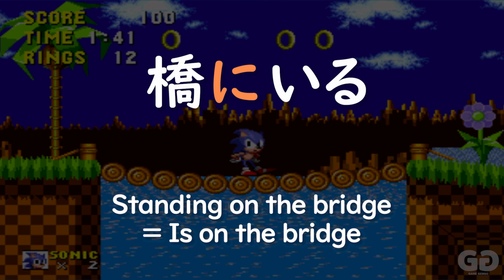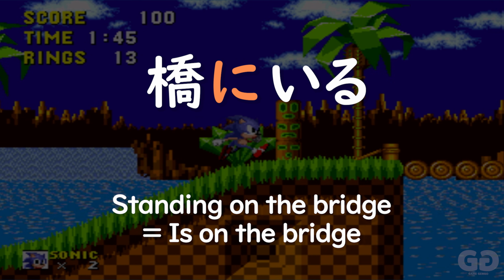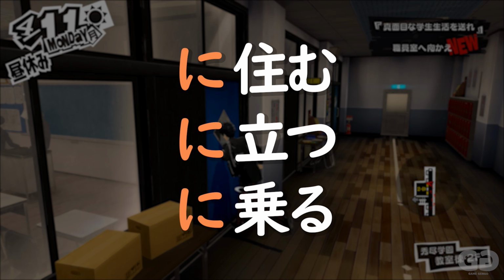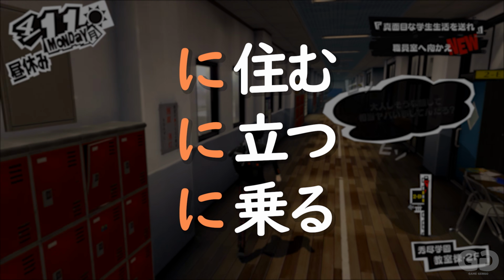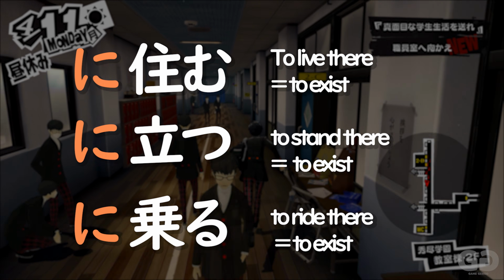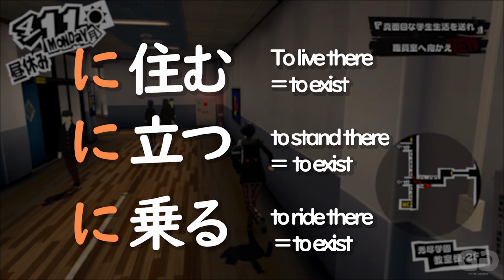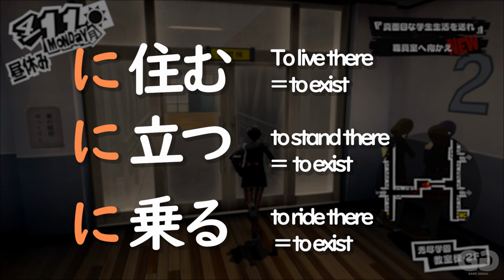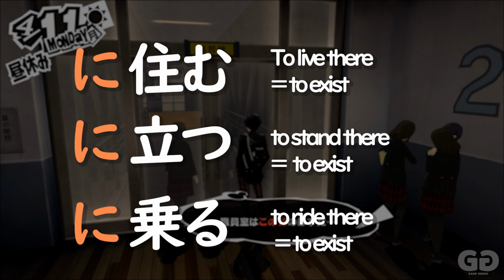And so in this situation, you would need to use ni because you're talking about the state. So like for example, sundeimasu, tatteimasu, notteimasu, living, standing, and riding. Each of these situations have almost the exact same meaning and don't really lose any information in the sentence when you replace it with iru, to exist. That's why it's a state verb, and you would use the ni particle. Ni sundeimasu, ni tatteimasu, ni notteimasu.